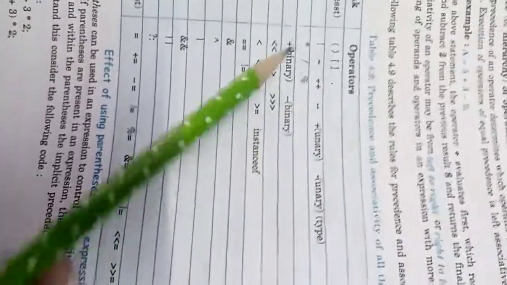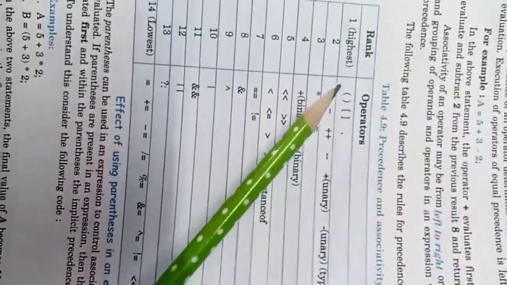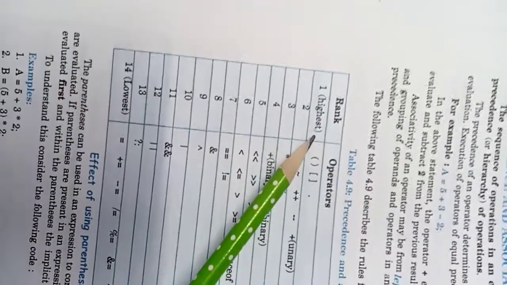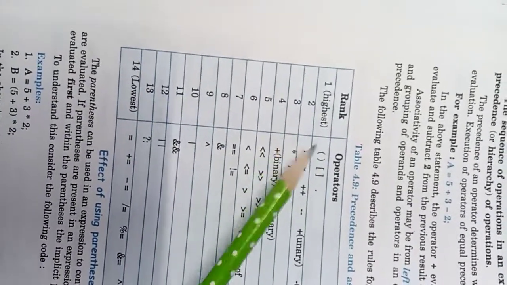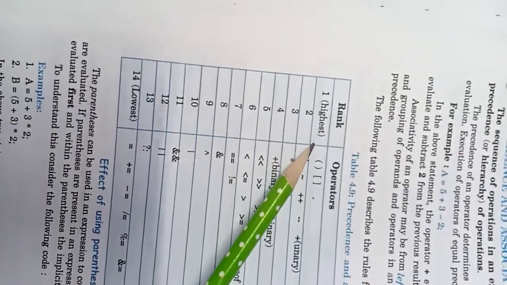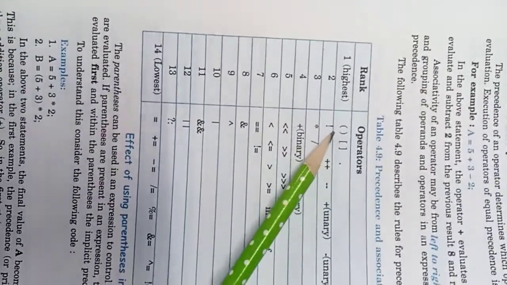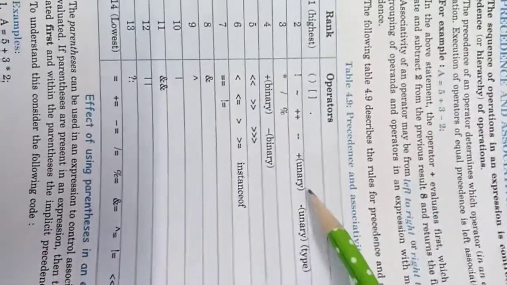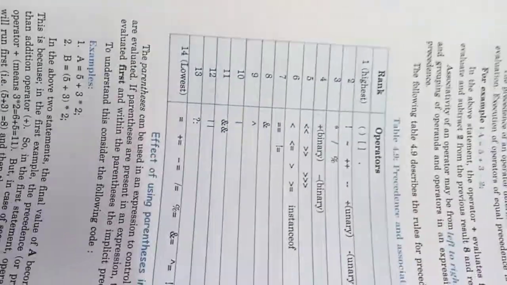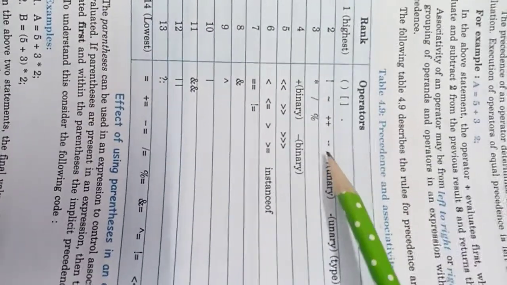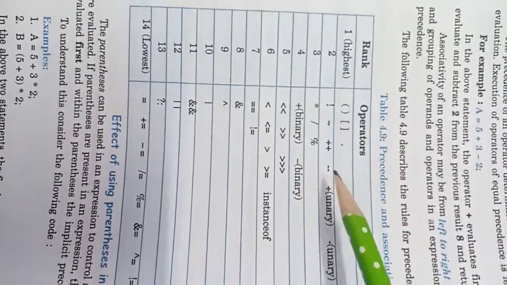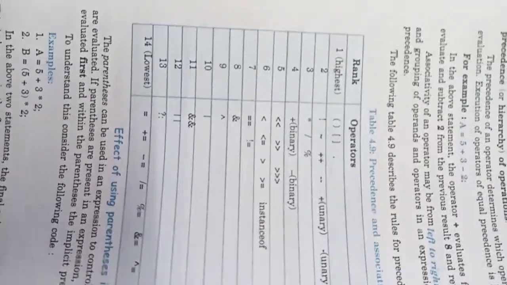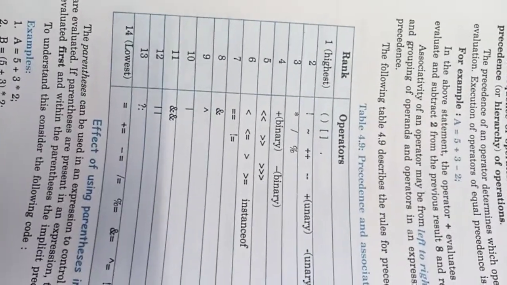Like, brackets have the highest order. The brackets are at the top in the hierarchy. They will be solved first, in the order left to right. Then the second are these operators: unary plus, unary minus, typecasting, plus plus, minus minus, increment and decrement, then not. All these are second priority, from right to left.